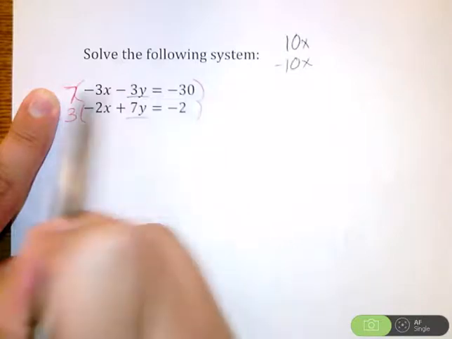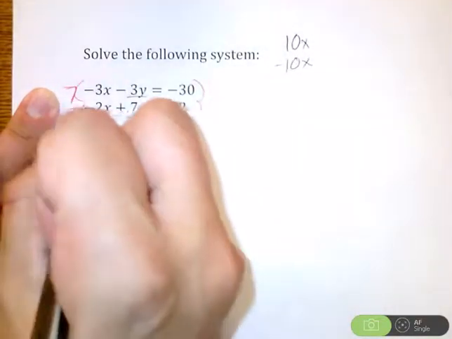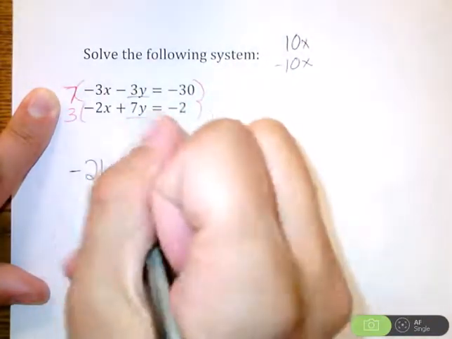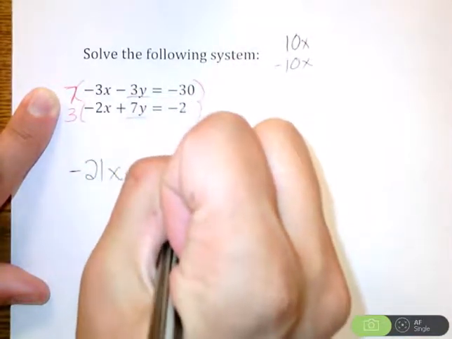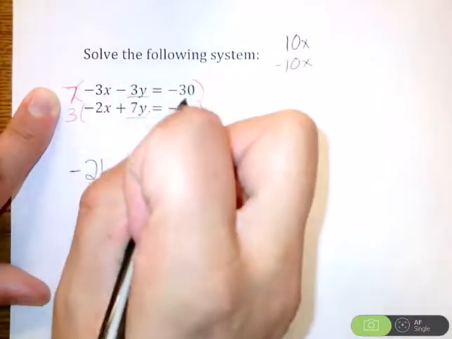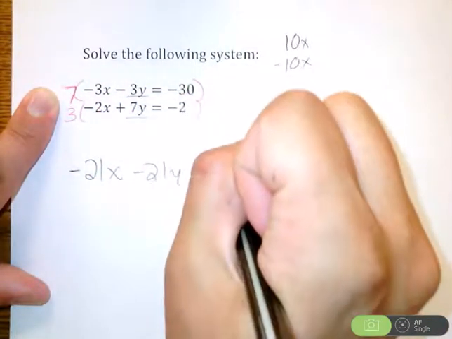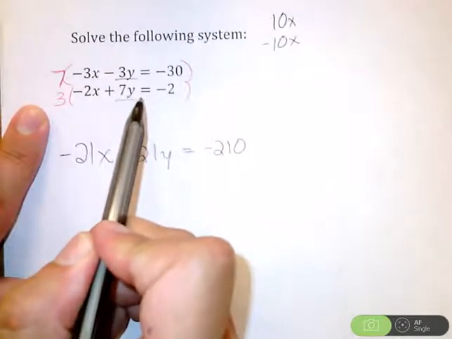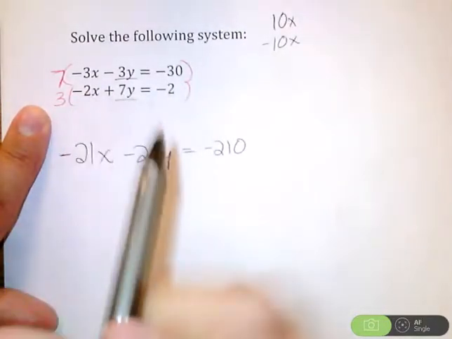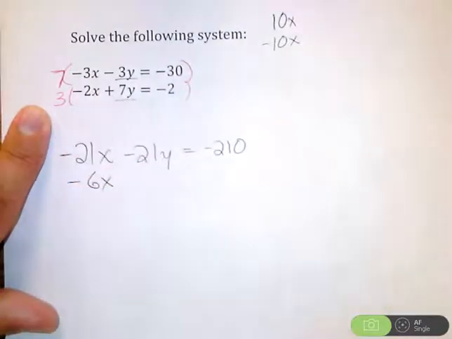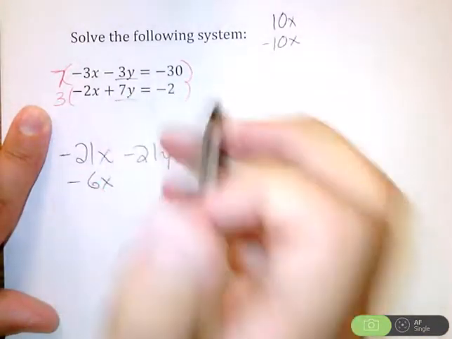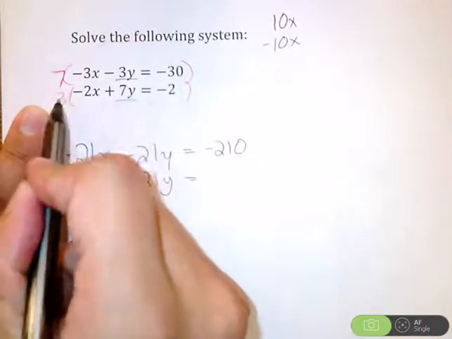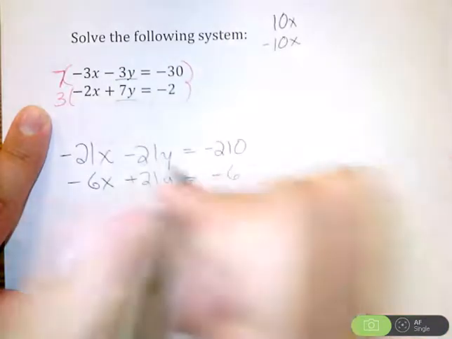It goes to everything. So I'm going to take this 7 times negative 3x. That's negative 21x. 7 times negative 3y, that's negative 21y. And then 7 times negative 30, which is negative 210. Now I need to multiply the 3 through the second equation. 3 times negative 2x is negative 6x. 3 times 7y is 21y. Then 3 times negative 2 is negative 6.